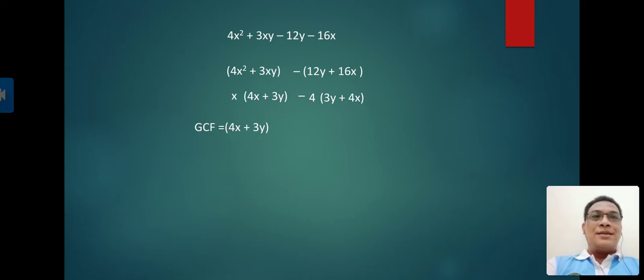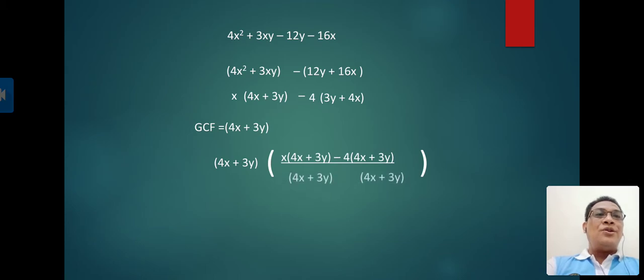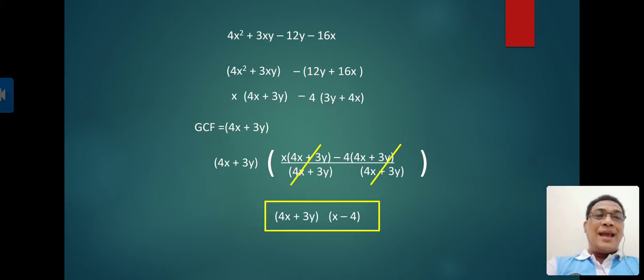Okay, so let me have the factor form: your GCF multiplied by your derived polynomial divided by your GCF. We can see that 4x plus 3y can be cancelled out, and another 4x plus 3y can be cancelled out. So what do we have here? That is 4x plus 3y multiplied by x minus 4. Okay, that will be the factor form.